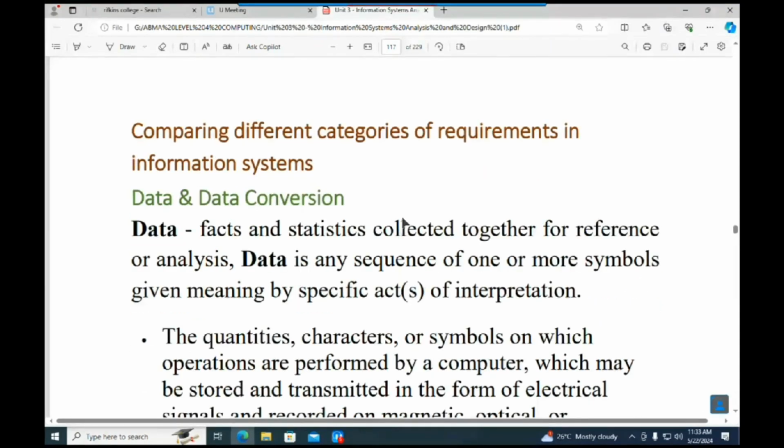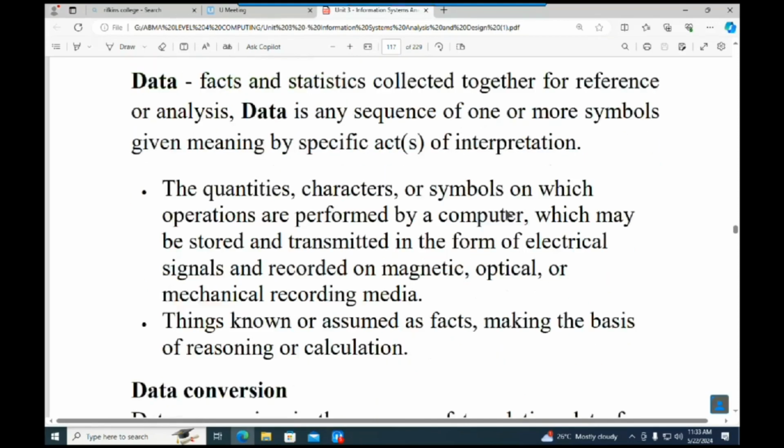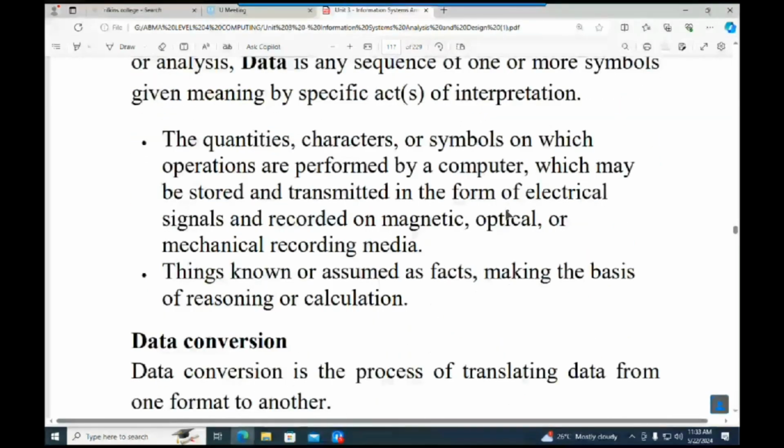So let's compare the different categories of requirements in information systems. But before that, we need to talk about data and data conversion. So we need to talk about what data is. We define data as raw facts and figures that are collected for analysis. Another thing you need to know about data is that they don't have specific meaning for interpretation. Data do not have specific meaning for interpretation.